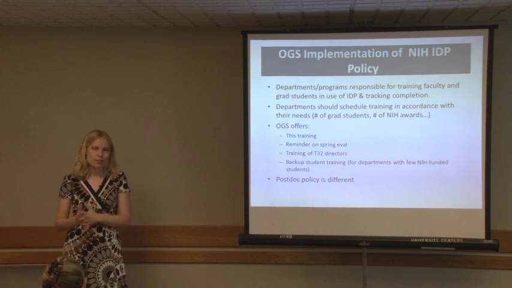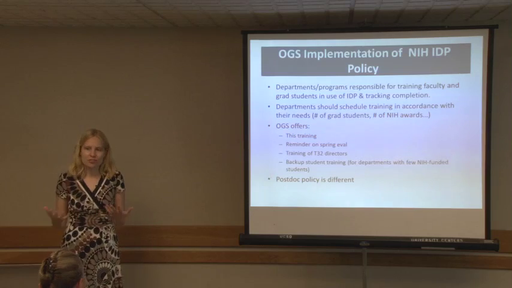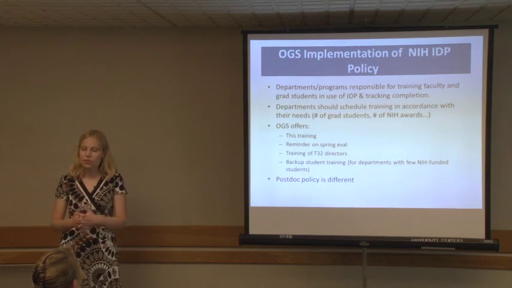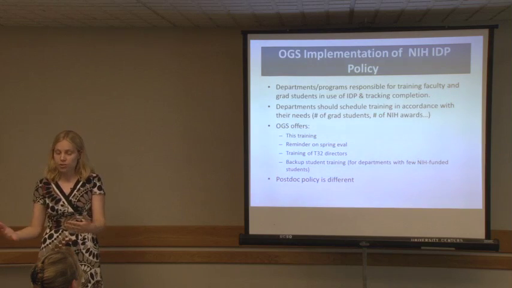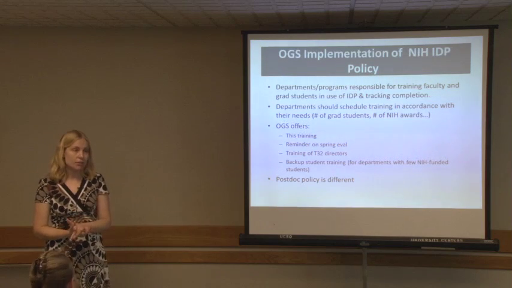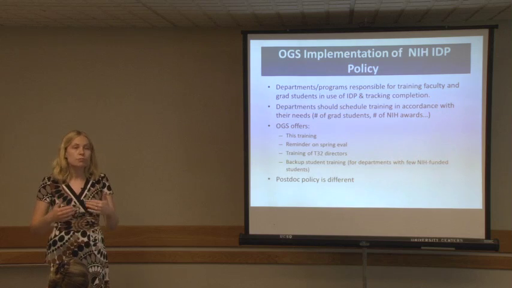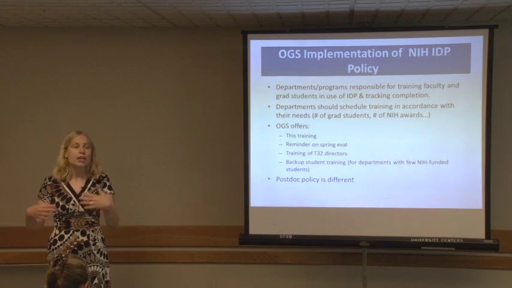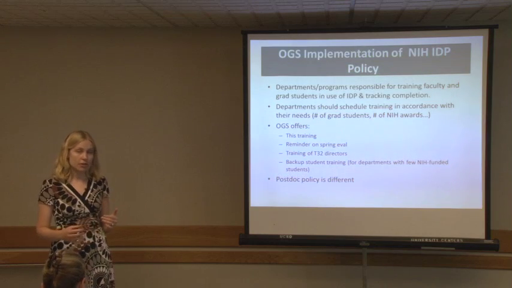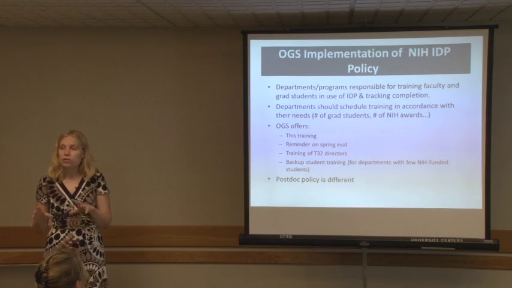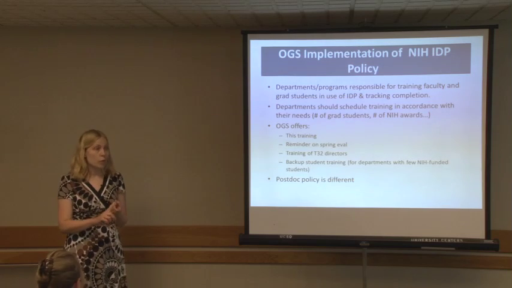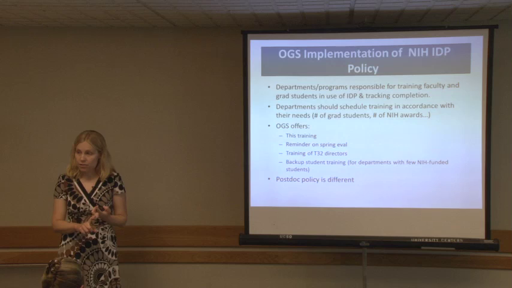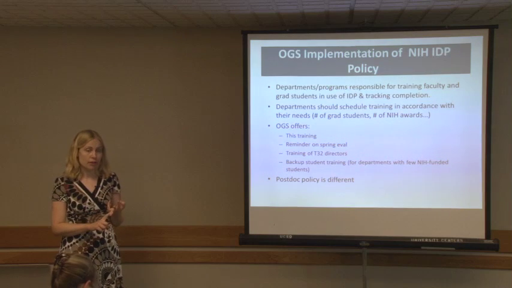So as Dean Barrett mentioned, I cannot train all the thousands of graduate students that we have at this university to use this. So we're doing this train the trainer approach. So we're making individual academic departments and programs responsible for training faculty as needed and graduate students in the use of the IDP and tracking their completion. So your departments are responsible for figuring out which graduate students need to have this, and then teaching them how to do it, and then making sure that they do it, okay?